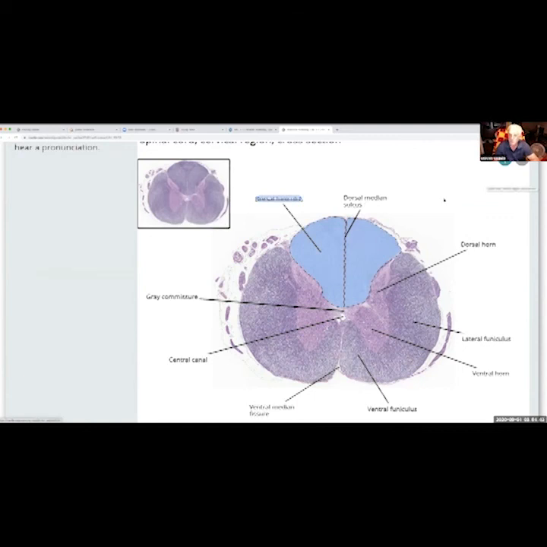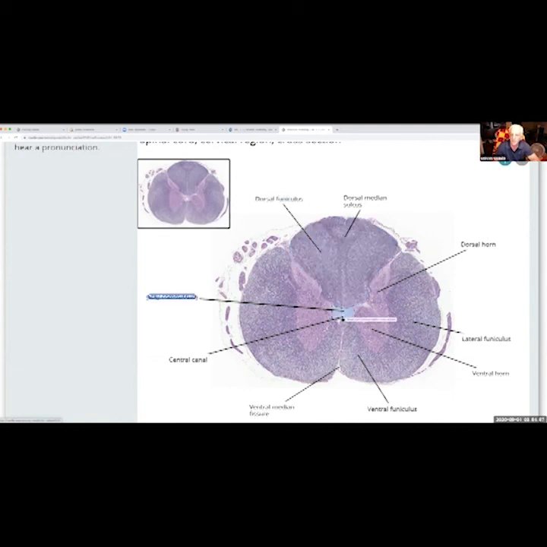Dorsal median sulcus. Okay, this is a dorsal funiculus. This is a group of nuclei that vote on things, that make you think in different areas. You have a gray commissure, okay, which is your cell bodies. You have a central canal.